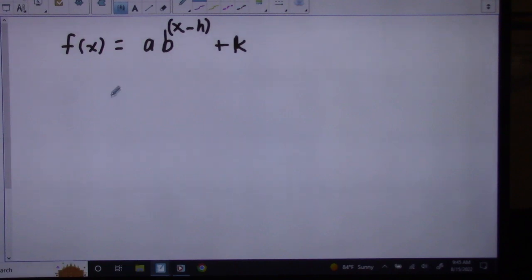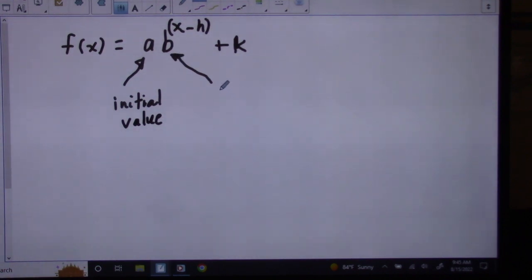Okay. So I want to go over the anatomy of an exponential function. This thing right here, a, is called our initial value. This b is called the what? It's a word that starts with B, it's called a base. And then the exponent, the power, goes up here where the variable is. And this h is going to shift left and right, and the k does what? Shifts up and down.